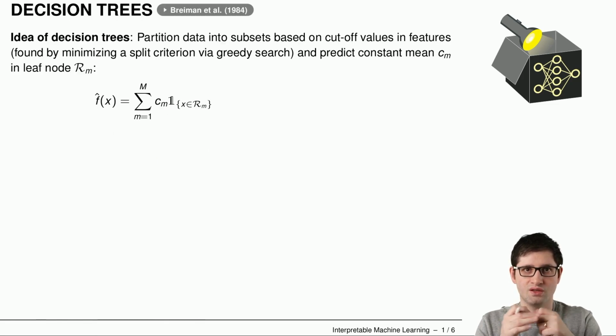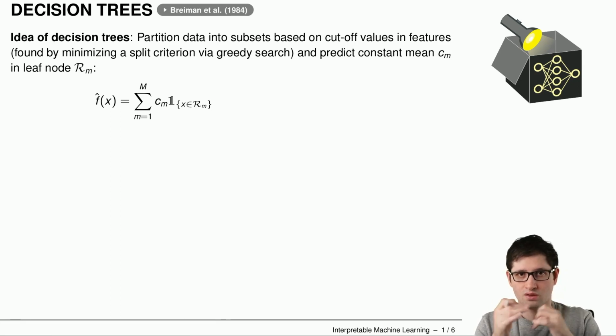So a decision tree usually partitions data into subsets based on some cutoff values of the features. These cutoff values are found by minimizing a certain criterion via greedy search, especially in the CART algorithms. However, there are some other decision tree algorithms that do it slightly differently.